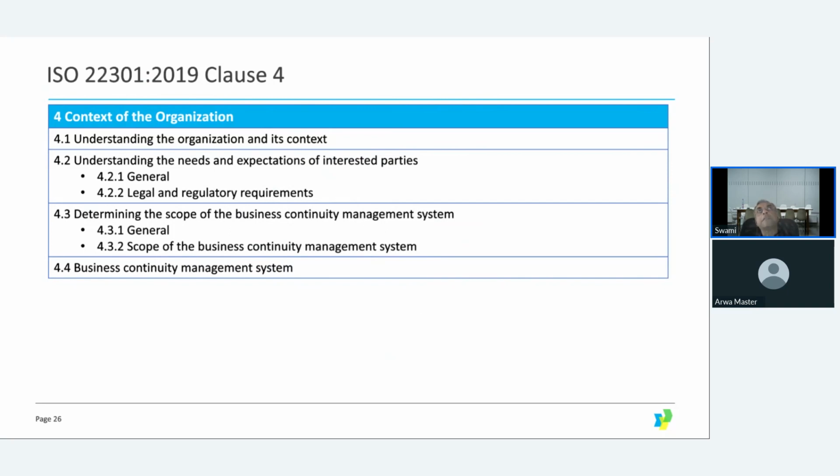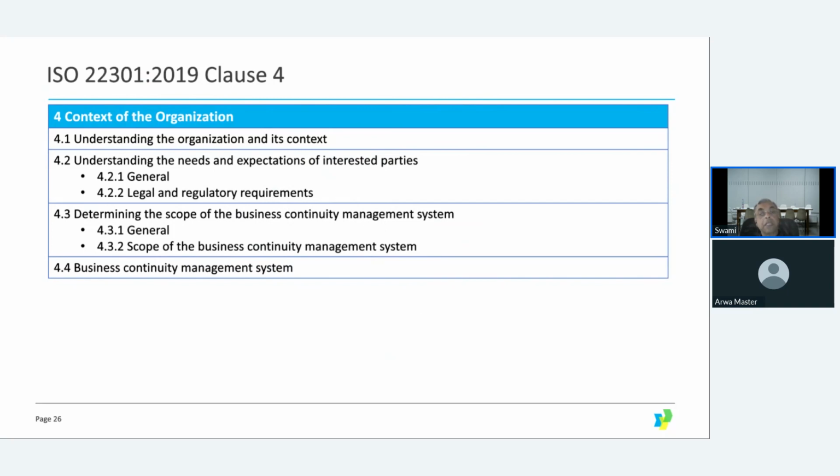what their business continuity management system requirements are that you have to identify. And not only those, you also need to take into account the legal and regulatory requirements. These need to be identified and monitored, and we have to determine the scope for the business continuity management system as per clause 4.3.